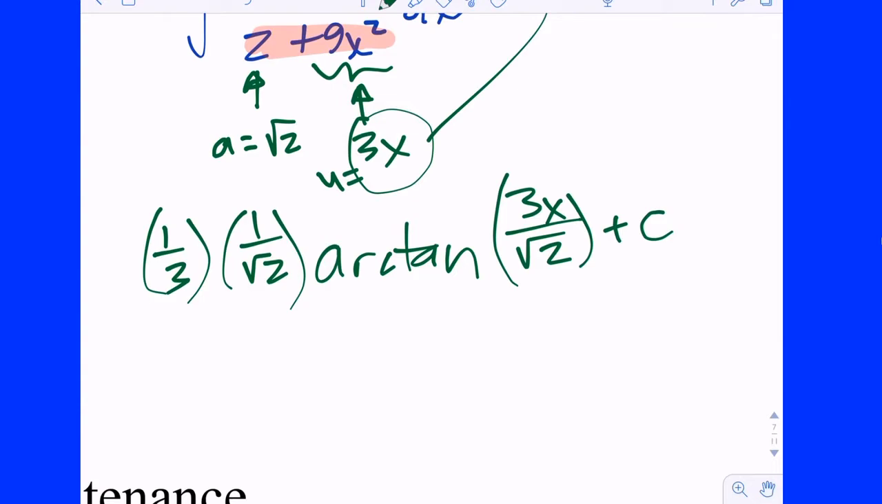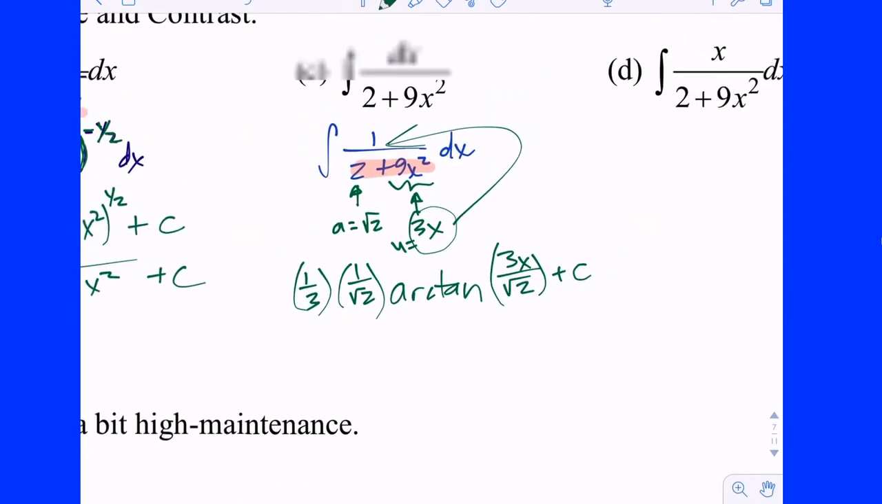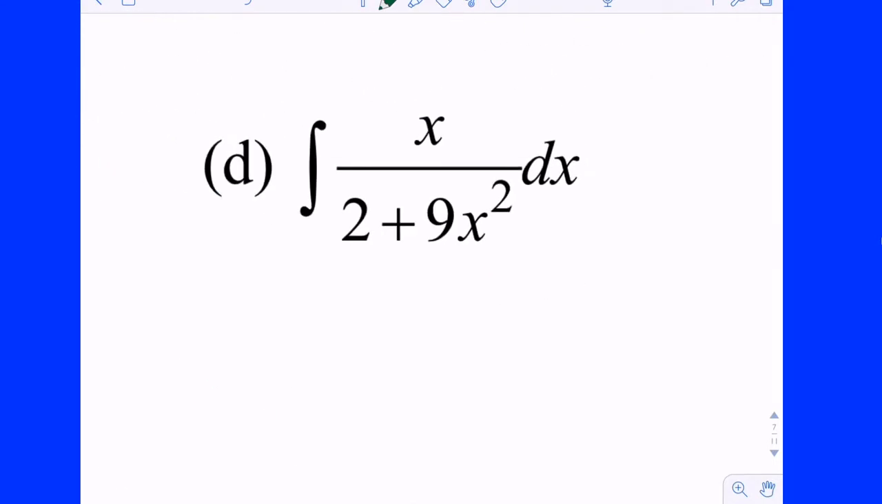Typical answer choices for these inverse trigs would be a natural log for people who have no idea what they're doing, but they think they do. And then a couple of arctangents, one that has a 1 over a in front and one that doesn't have a 1 over a in front. And that would be the only difference. So you'd have to know. Okay, sweet. Now, D.